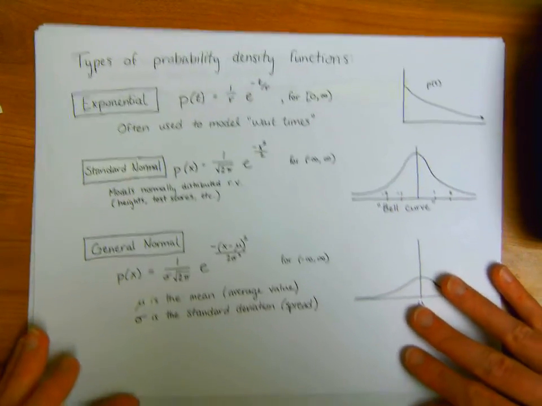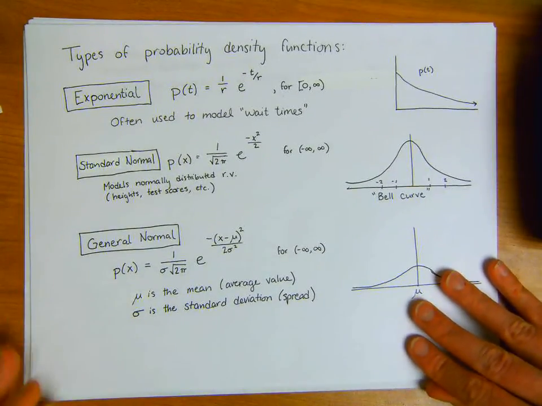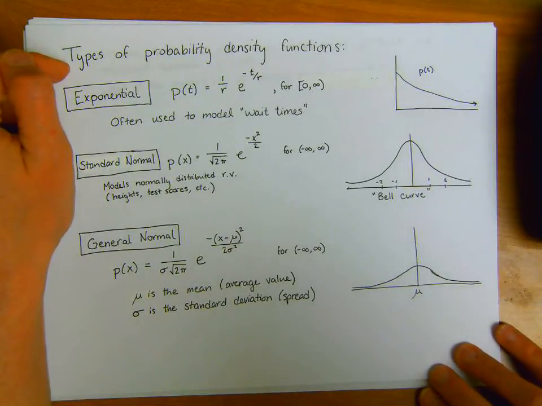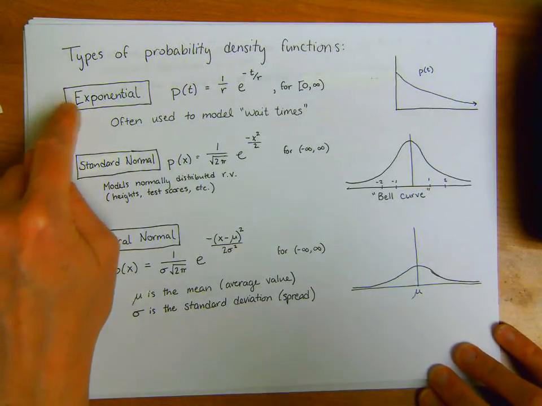So one final step, we just did a bunch of computations. Hopefully that was just a review. We're also going to look at different types of probability density functions. We've already talked about the exponential model.